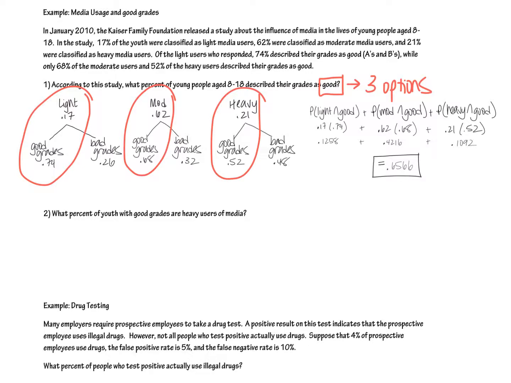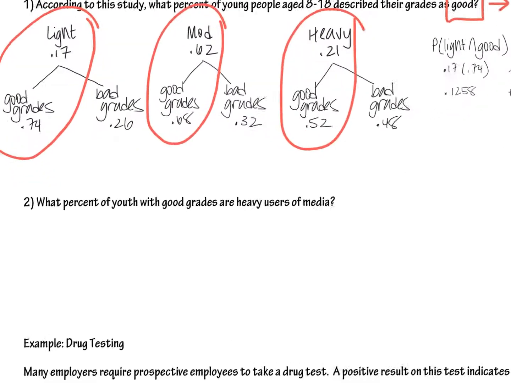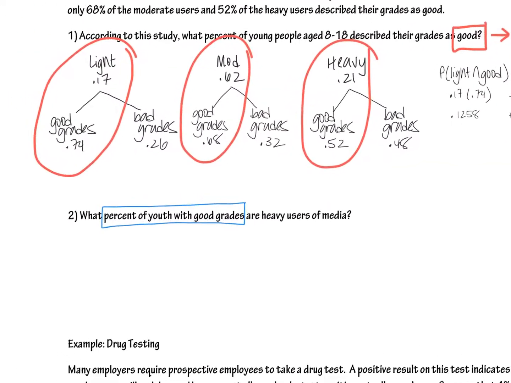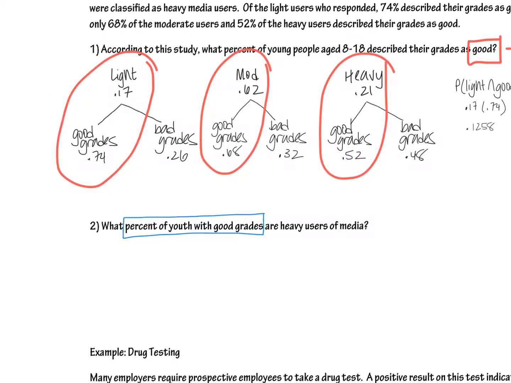So second question, what percent of youth with good grades are heavy users of media? This is important because we have a conditional statement here. What percent of youth with good grades, meaning we are only looking at the people that have good grades. We don't care about the people at all that said they have bad grades. So we are looking at the people in this category, and this category. What percent of them are heavy users? And so incorrect math, again, is thinking that, okay, well, let's look at these good grades people, and that corresponds to a category of 0.21. So it doesn't take into account that way.